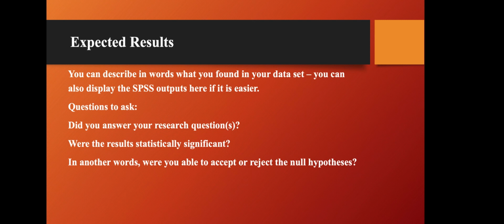So for the results, you could put in words what you found in your data set. Remember, in the beginning of the semester, I asked you to select a data set that you're going to work with throughout the semester. So you can display the outputs here. It's not necessary, but you can put it on here if it's easier. And you're going to answer the question, was your research question answered by the results that you ran? So descriptive and inferential statistics. Were the results statistically significant? In other words, were you able to accept or reject the null hypothesis is what you're doing for the results section.